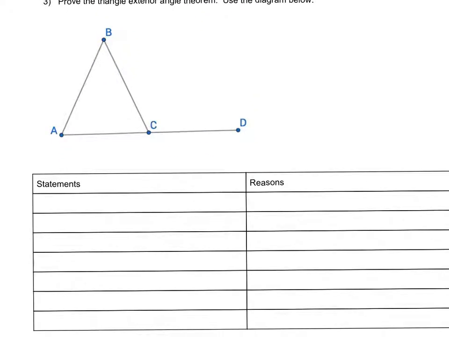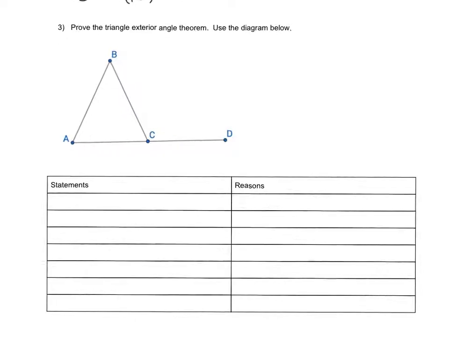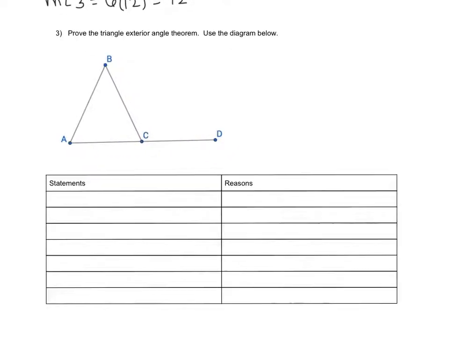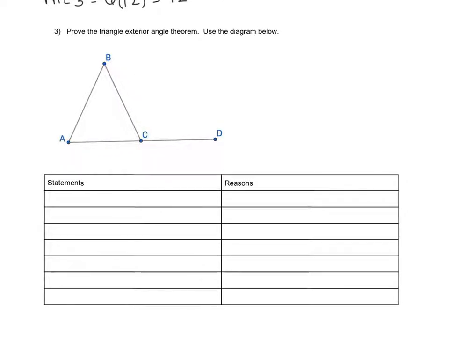The last thing we're going to do is a proof. And we are going to prove the triangle exterior angle theorem. That is that the measure of an exterior angle is the sum of its remote interior angles. So basically, we want to prove in our picture that the measure of angle BCD equals the measure of angle A plus the measure of angle B.